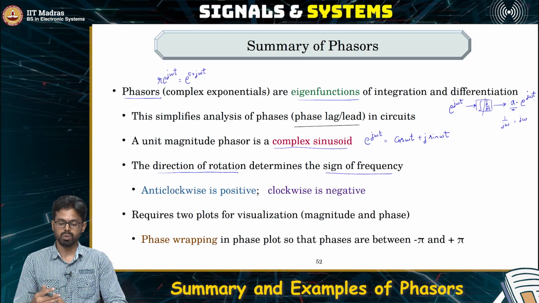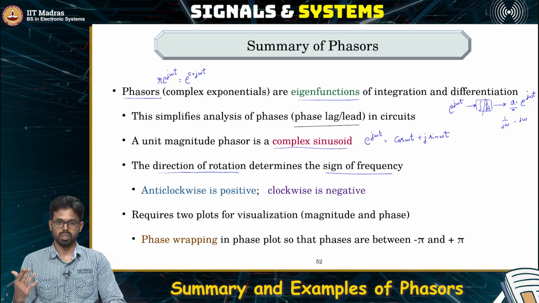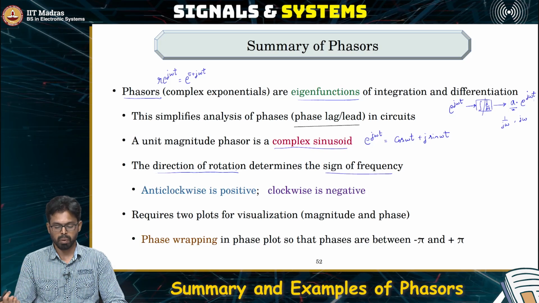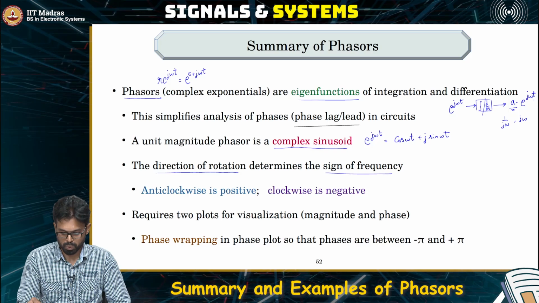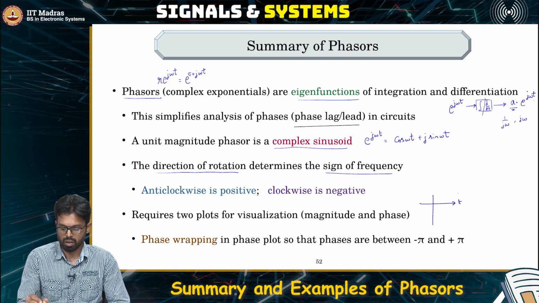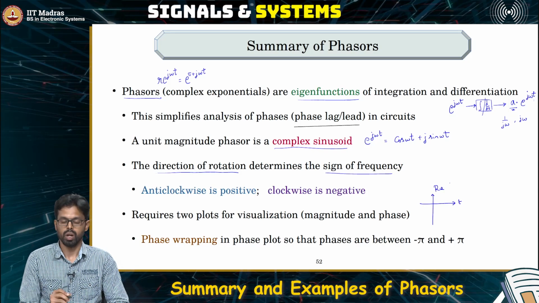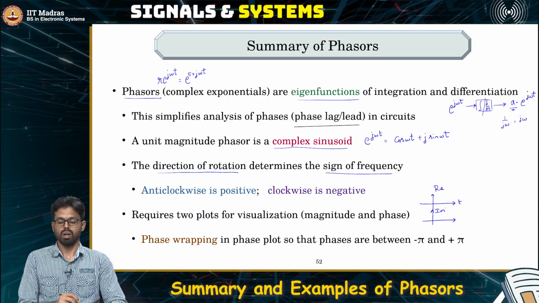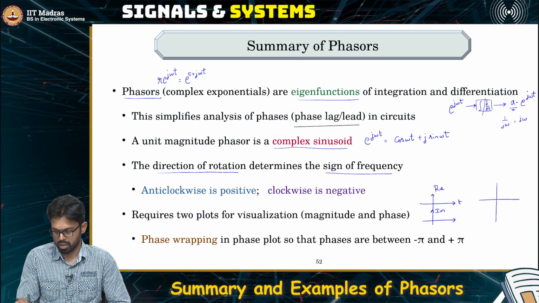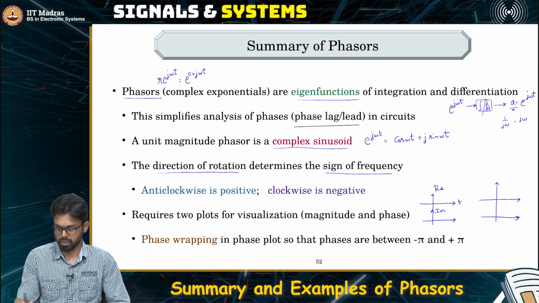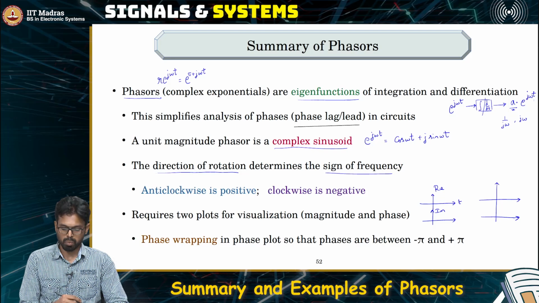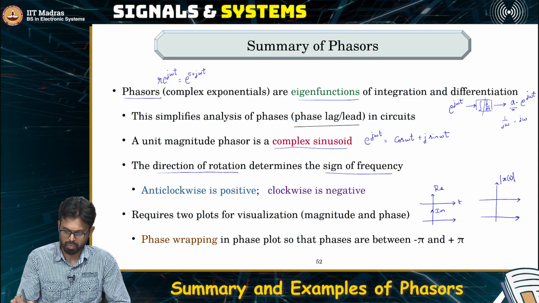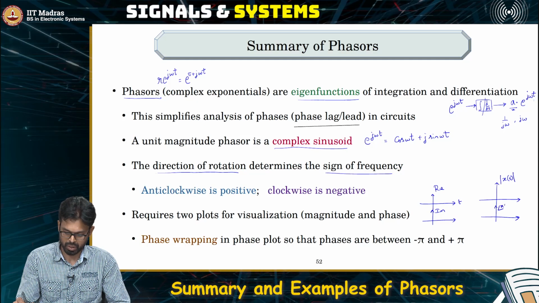We also visualize phasors through two plots. For a real valued signal, there was just one value per time, so one plot was sufficient. Now that we have a complex valued signal, there is a real part and an imaginary part. So what we need is one plot that shows the real part and another plot which shows the imaginary part. There is another way to visualize these complex valued signals, that is to see the magnitude and to see the phase separately.